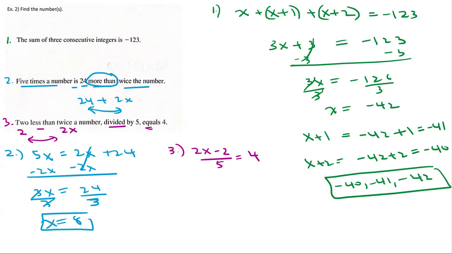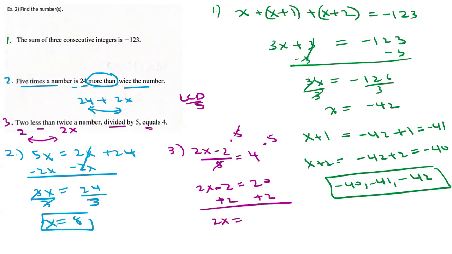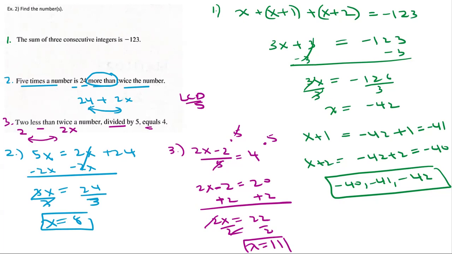And then I just need to solve for x. So I'm going to multiply by the LCD, which is 5, the least common denominator. I multiply this by 5 and I multiply this by 5, so the 5's cancel. We have 2x minus 2 equals 4 times 5, which is 20. And then we solve for x. We add 2 to both sides and then divide by 2. So x gives us 11.